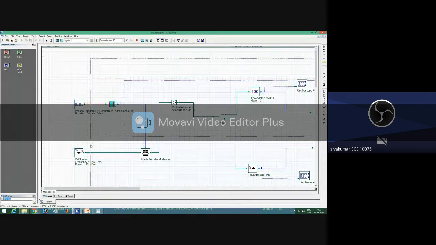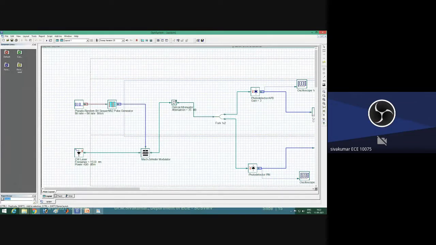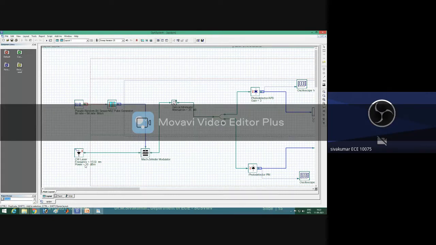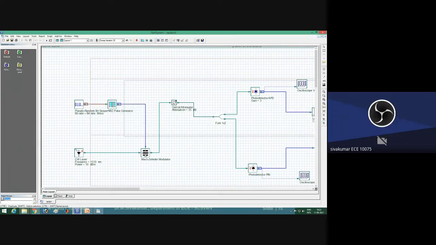The next one is a CW laser. This is the optical source of this optical transmitter. For the CW laser, you set the wavelength in nanometers, 1550. In terms of frequency, it is 193.1 terahertz, and you select the power, 0 or 10. Then the combination of two signals is applied to the modulator. This modulator output is sent through the optical channel.